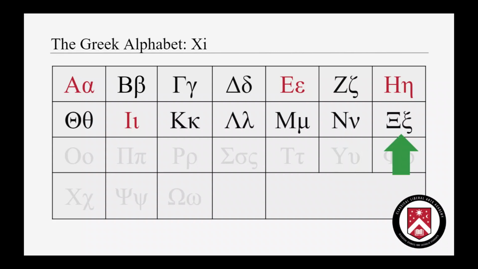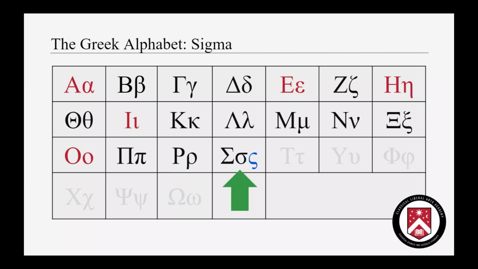Xi, xi. Omicron, omicron. Pi, pi. Rho, rho. Sigma, sigma. Tau, tau. Upsilon, upsilon. Phi, phi.